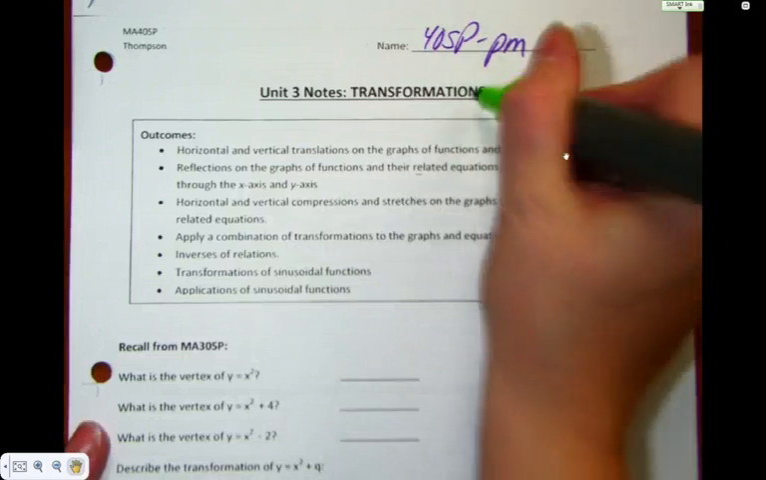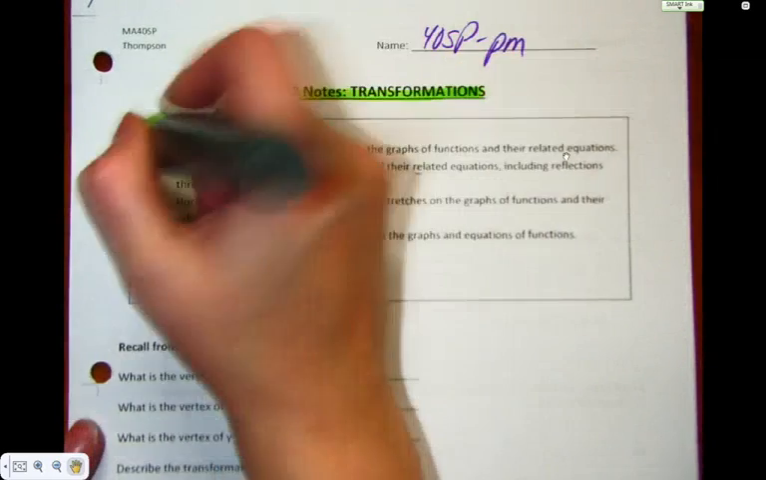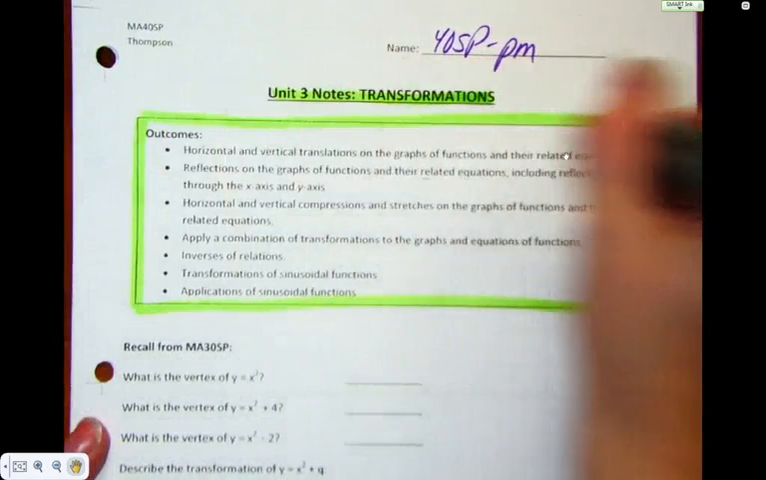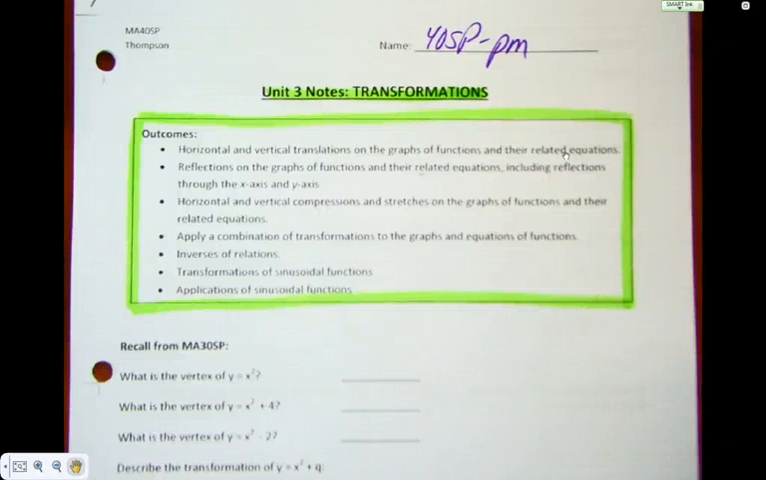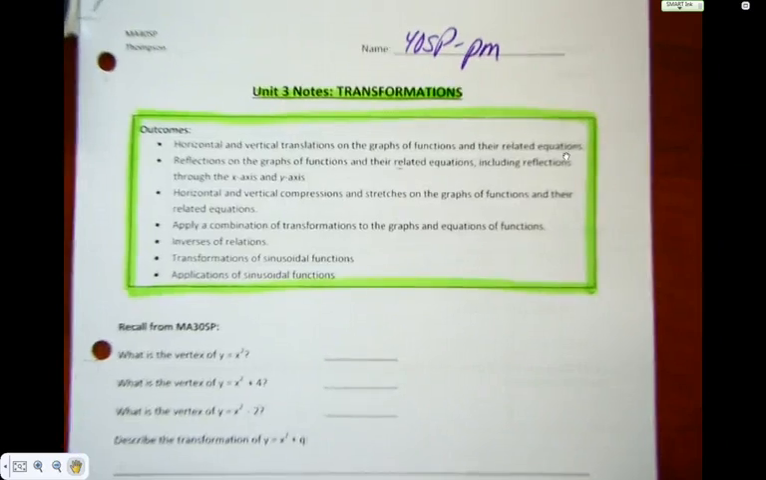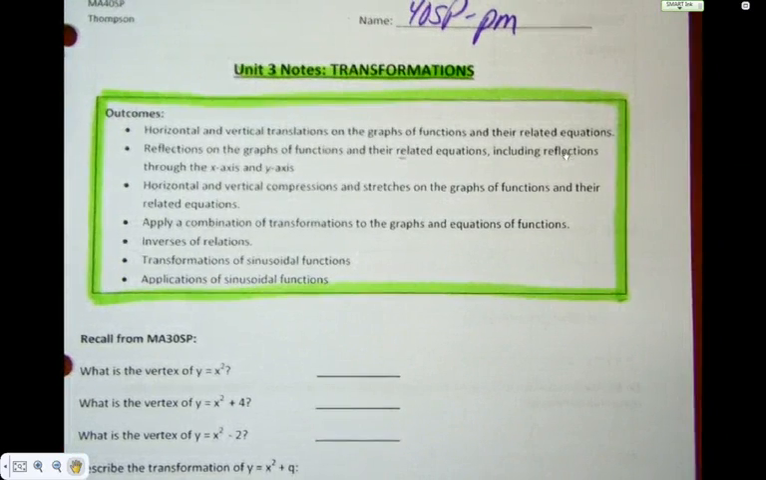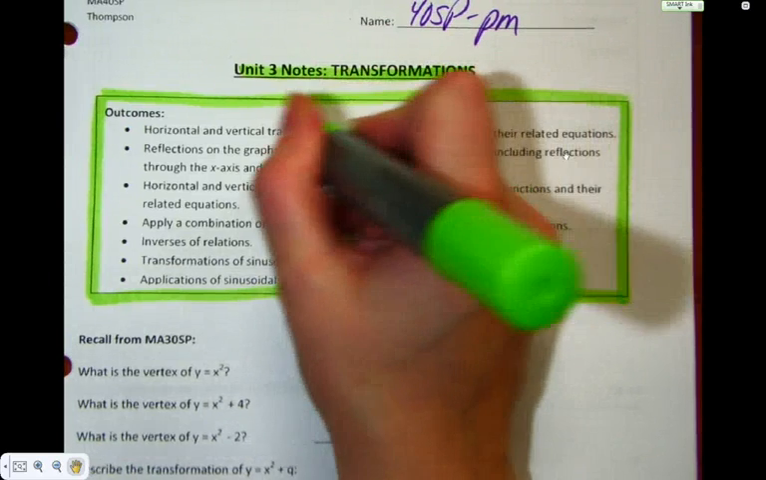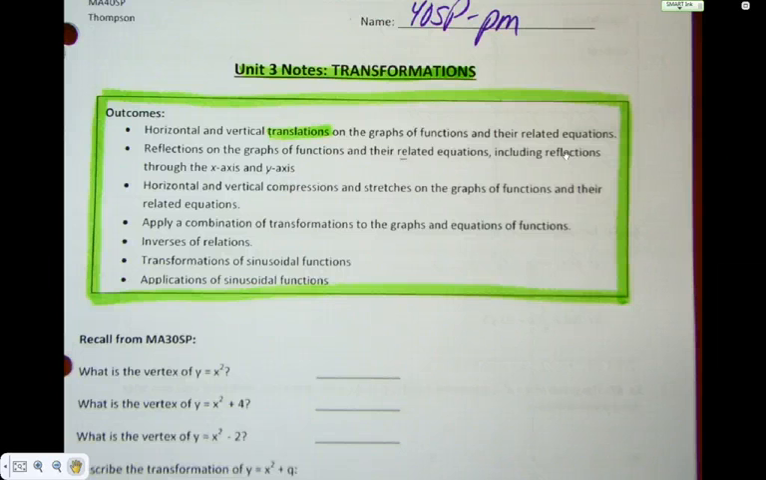Unit 3, transformations. Look at all the good stuff we get to do here. Today we're going to do what's called translations. Can you count? Do you know your left from your right? Do you know what direction is up and which is down? Then you can do translations. You need to know those 3 things: how to count, your left from your right, up from down.